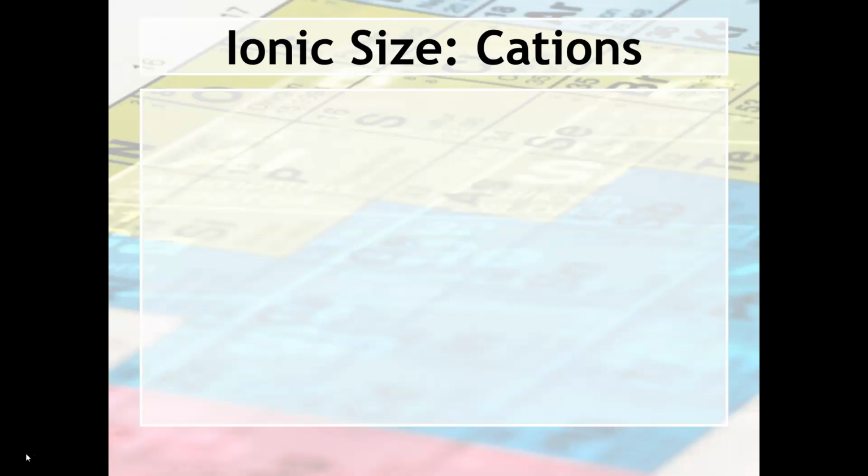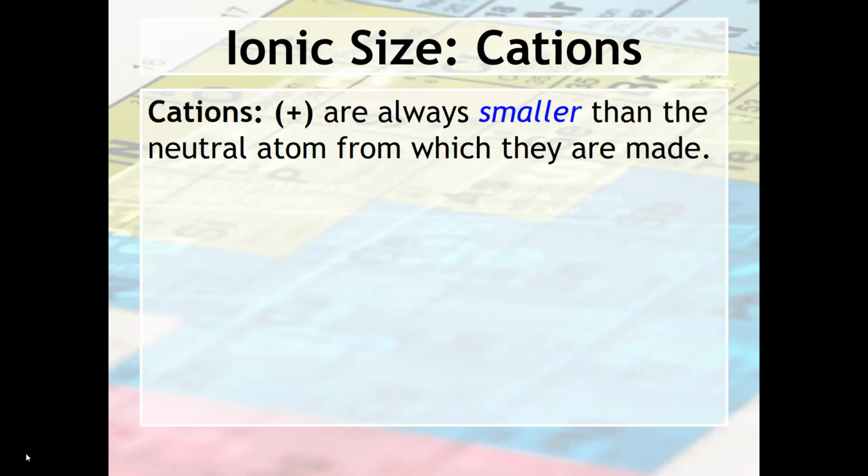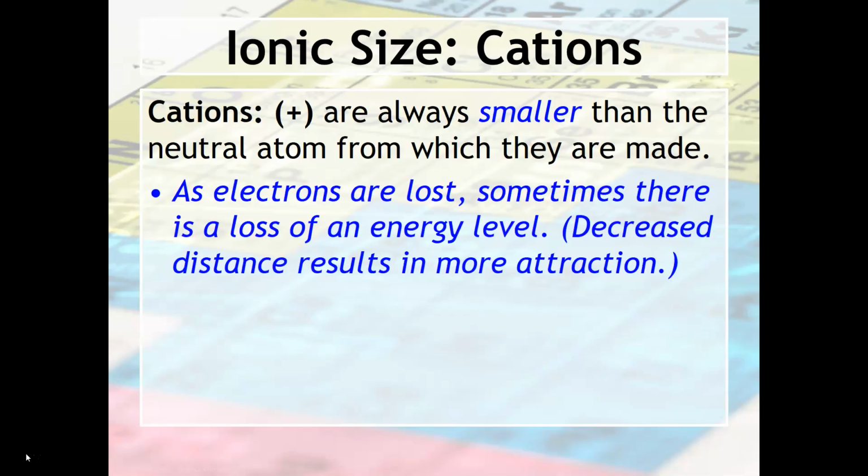Let's talk about cations. Remember, cations are the ones that lose electrons. These are atoms that lost electrons. And as it turns out, cations are always going to be smaller than the neutral atom from which they are made. As your electrons are lost, sometimes there's a loss of an energy level. And remember, if there's a loss of an energy level, there's a decreased distance, and so therefore there's going to be greater attraction. Those energy levels are simply going to be pulled in a lot more.